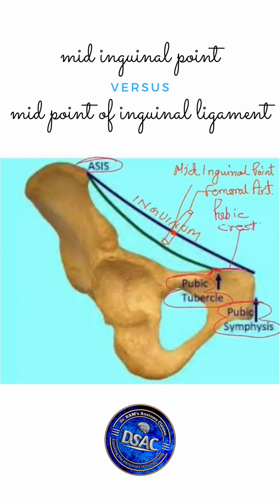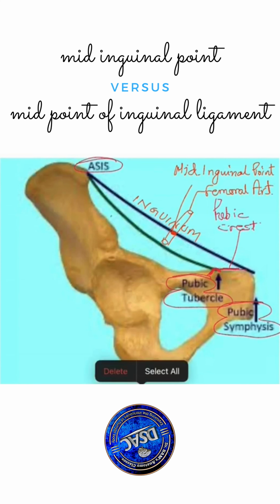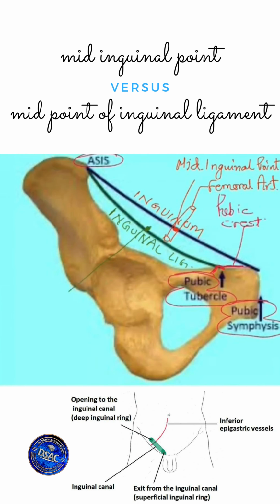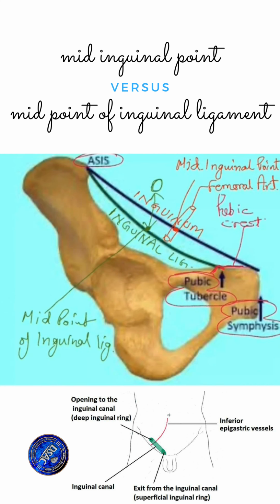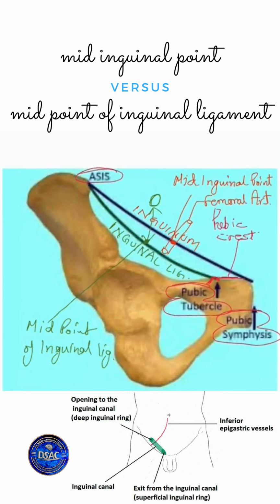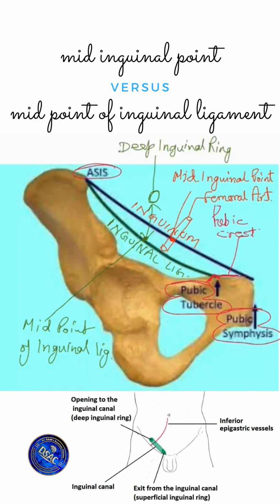Then what you're seeing is another structure in green color. From the ASIS till the pubic tubercle, there is a ligament. This ligament has a slight convexity downwards, and this is called the inguinal ligament. There will be a point somewhere here, and this point will be called the midpoint of the inguinal ligament. Remember that 2.5 centimeter above this, there will be a ring, an evagination of the fascia transversalis, called the deep inguinal ring, around 1.25 centimeter above the midpoint of the inguinal ligament.